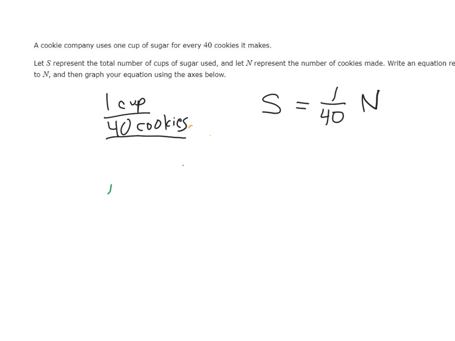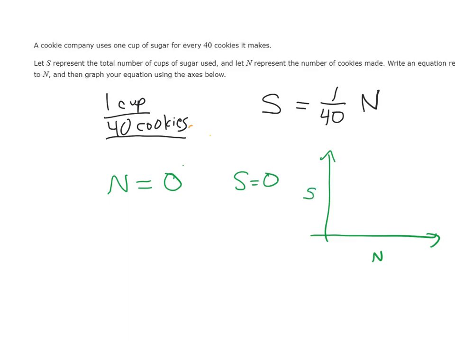Now, if you want to graph this, you can just pick random values for N. So you can pick whatever you want. Let's say I pick N equal to 0. Well, if I make no cookies, then I'm obviously going to use no sugar. So on my graph, N, or my number of cookies, is going to be on the x-axis, and my number of cups of sugar is going to be on the y-axis. Typically, the variable that's by itself is going to go on the y, and the other one will go on the x. And since 0, 0 is about here, I'll just put my dot there.